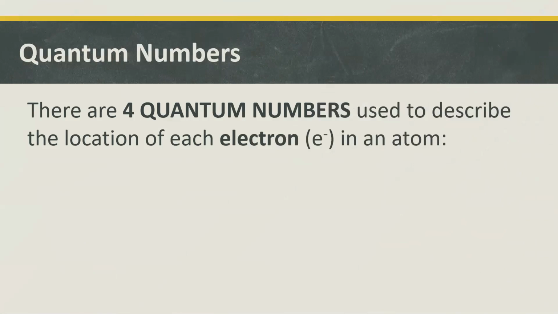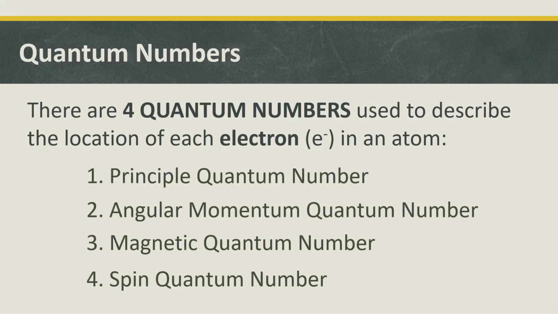So the first concept we have to talk about are quantum numbers. There are four quantum numbers that are used to describe the actual location of each electron in an atom. And remember that e with a negative sign is the abbreviation for electron. So these are the four quantum numbers, and you'll learn about each. You have the principal quantum number, the angular momentum quantum number, the magnetic quantum number, and the spin quantum number.